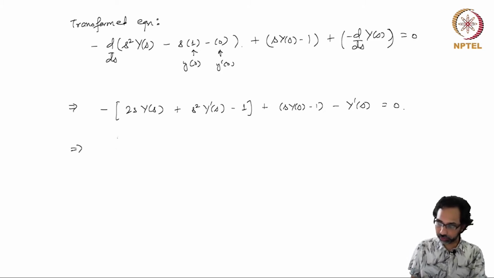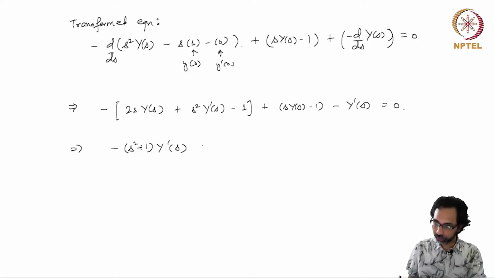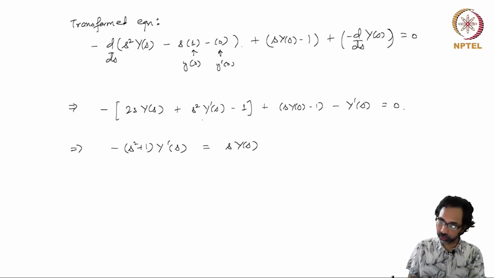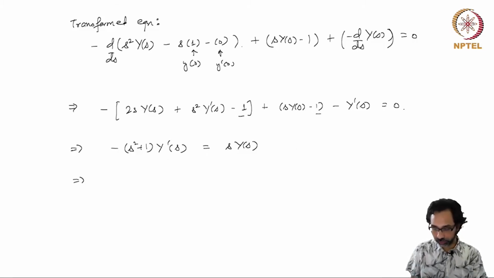So now we can collect terms for Y prime(s). We get minus (s squared plus 1) Y prime(s) equal to sY(s), and then the constant terms, this is plus 1, this is minus 1, they cancel out. So this is our transformed equation. We get the differential equation Y prime(s) over Y(s) equals minus s over s squared plus 1.